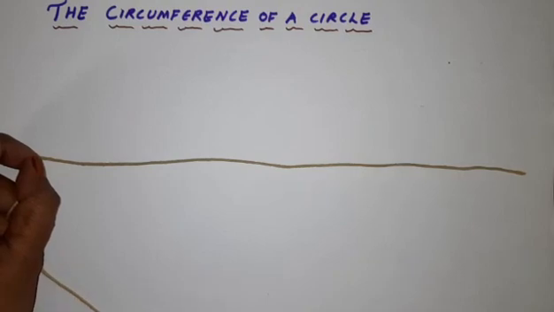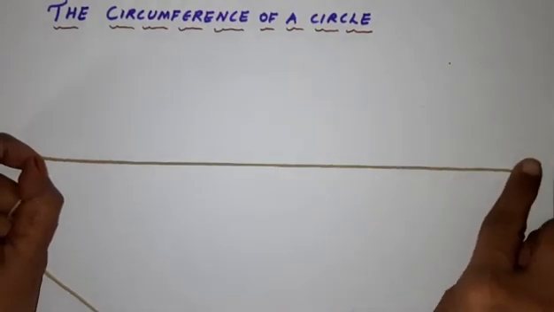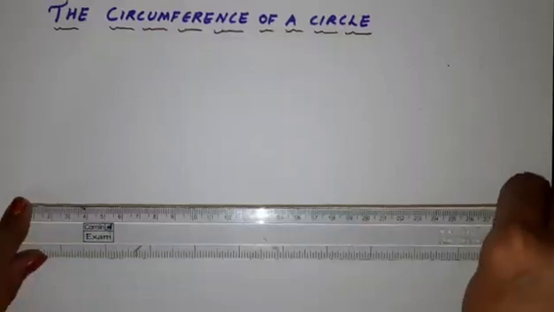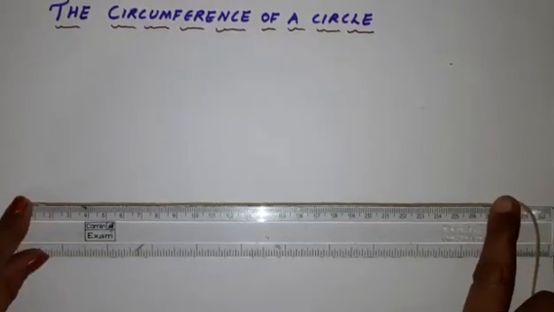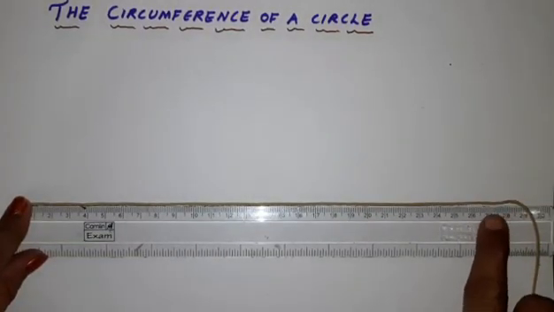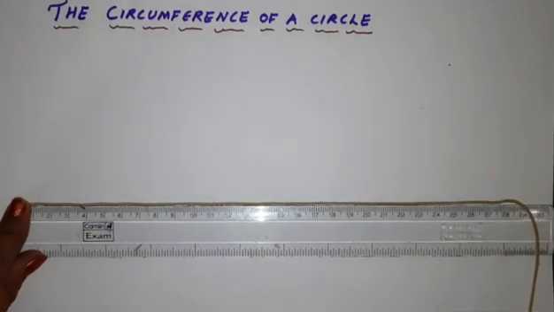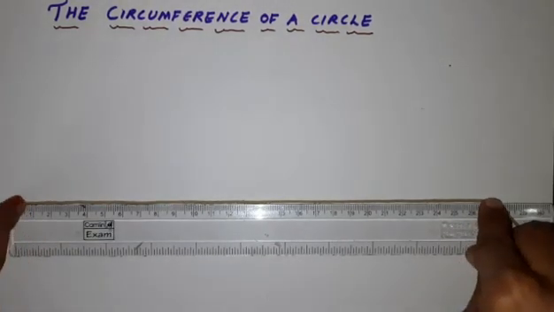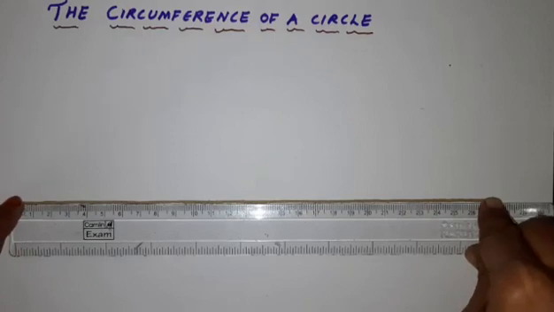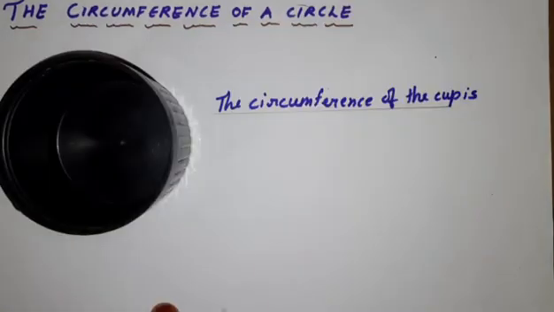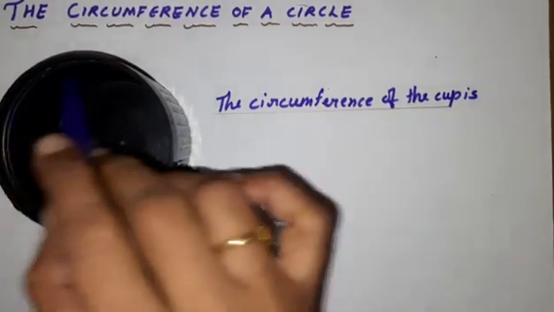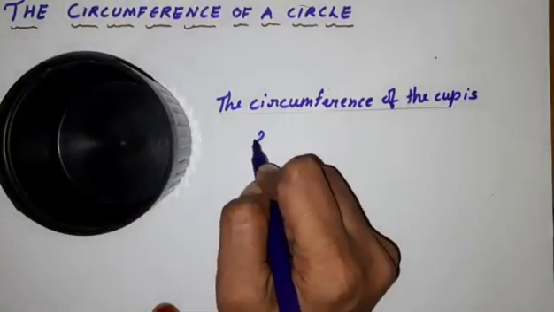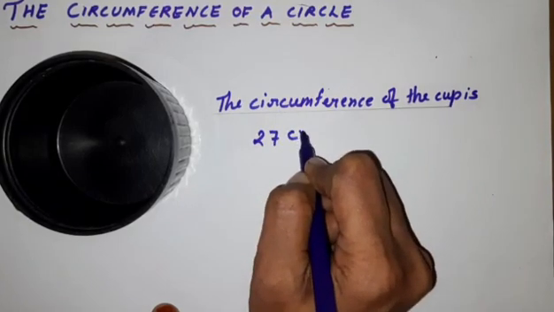Now measure the straightened part with a ruler. Measure this. This is 27 centimeter. The length of the part is the circumference of the circle or of the cup. So the circumference of the cup is 27 centimeter.